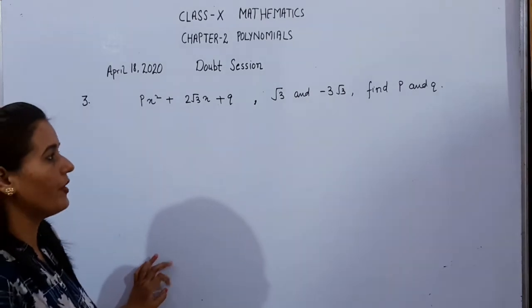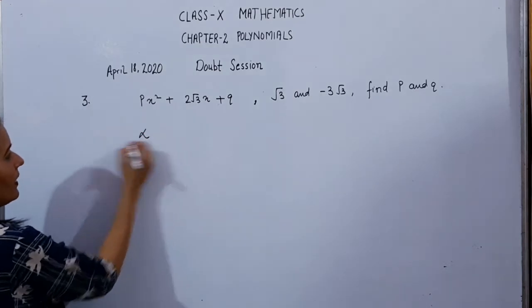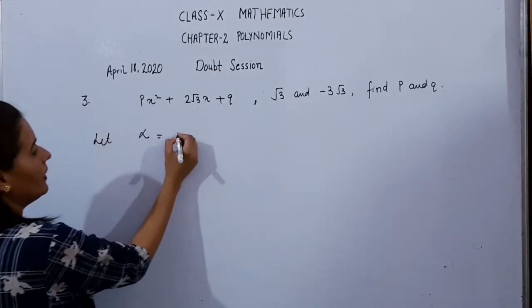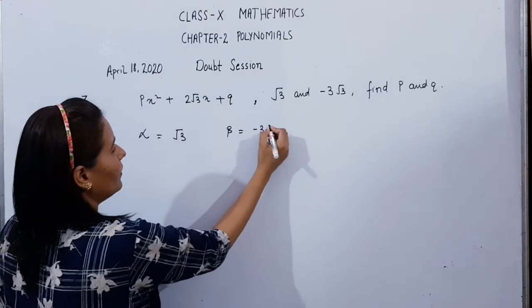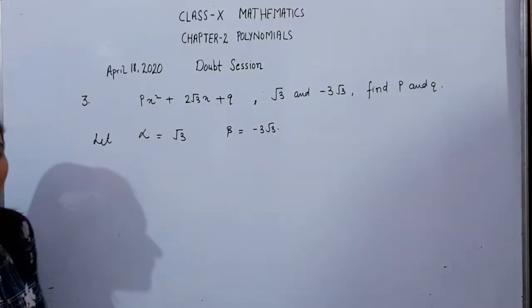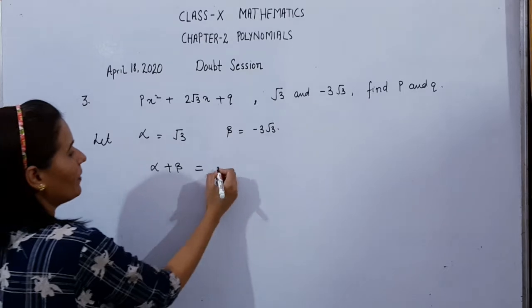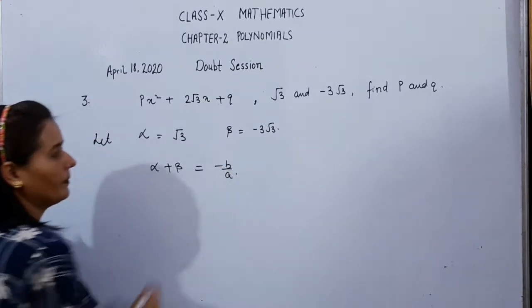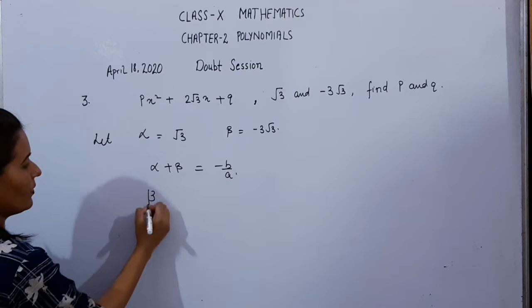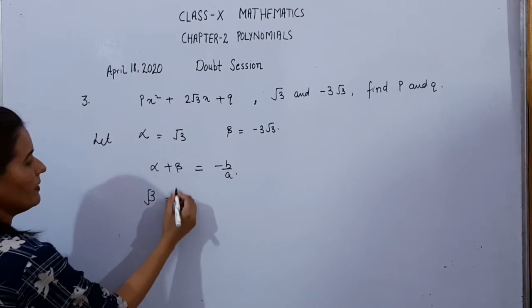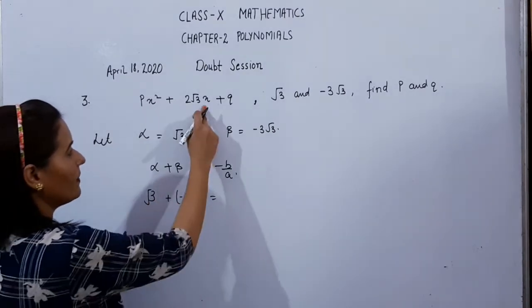What was the relationship? Sum of zeros. Let me take these zeros as alpha and beta. Let alpha equal root 3 and beta equal minus 3 root 3. Okay. We know sum of zeros, alpha plus beta, should be equal to minus b upon a. It means the sum of these two, alpha is root 3, put the value minus 3 root 3, should be equal to minus b upon a.